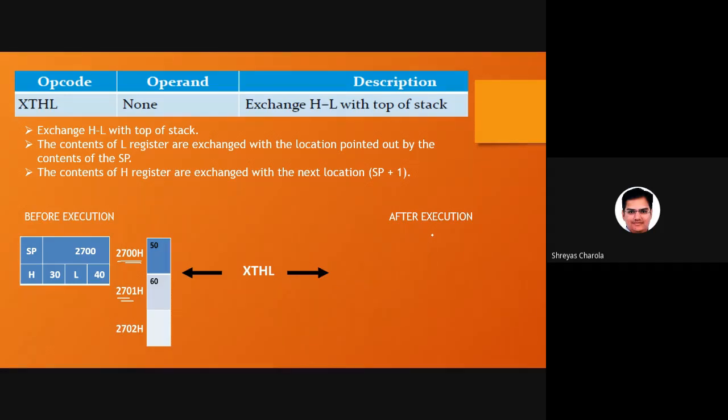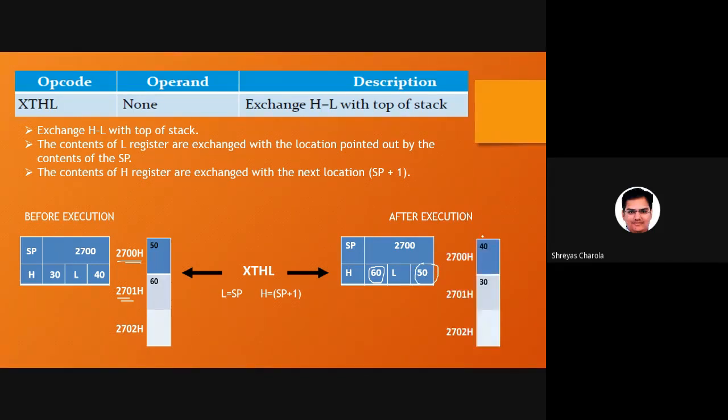Okay. So coming to this, here the data will be 60 and 50, what you wrote. And in location, here the data will be 40 and the data will be 30. The reason is lower register will go to the lower address. Which is the lower address out of 2700 and 2701? 2700 is the lower address. So L data will go to the lower address. H data will go to the higher address.